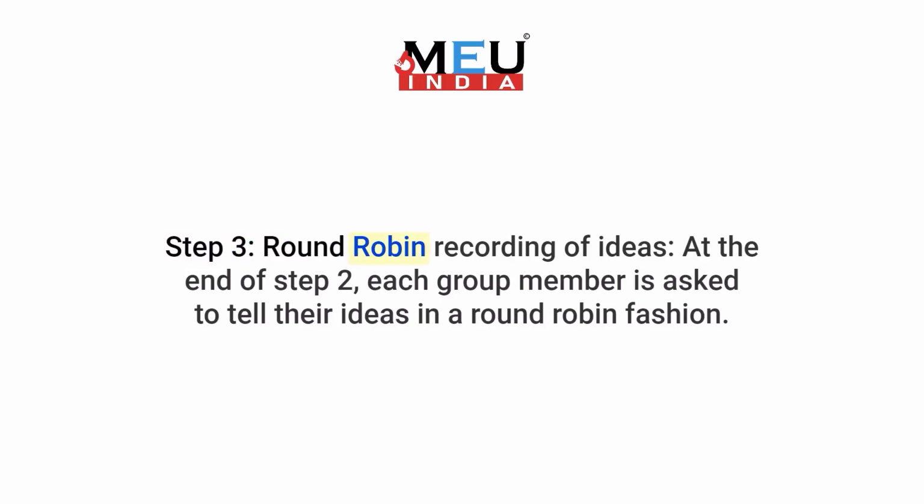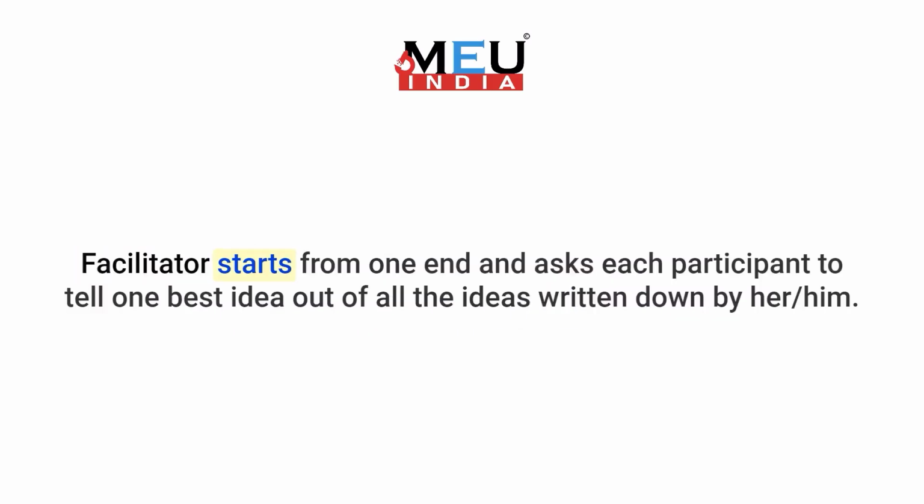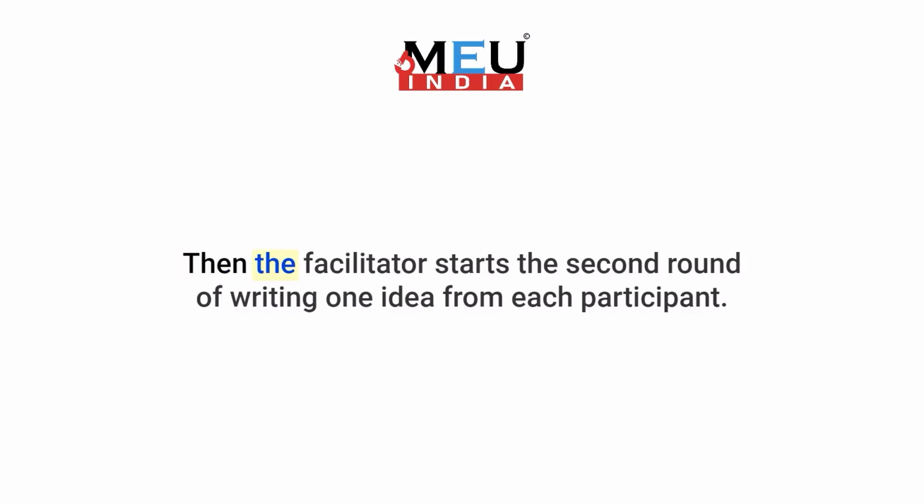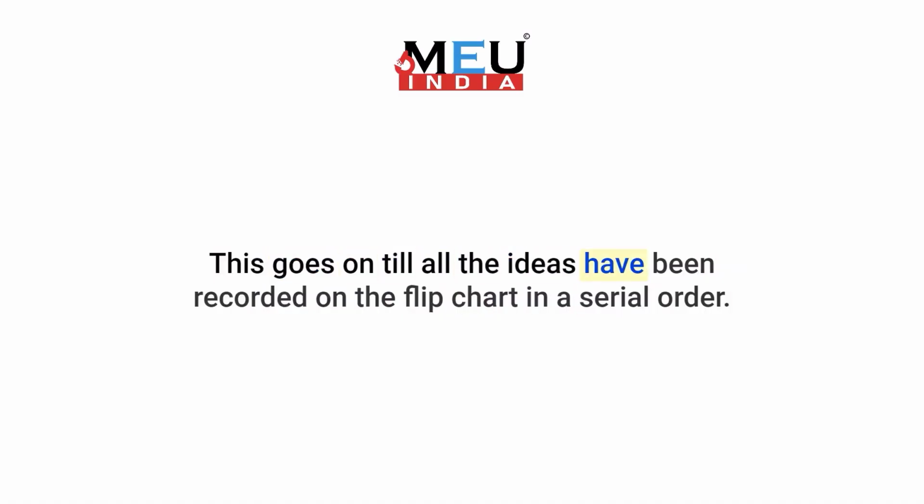Step 3. Round robin recording of ideas. At the end of step 2, each group member is asked to tell their ideas in a round robin fashion. Facilitator starts from one end and asks each participant to tell one best idea out of all the ideas written down by him. These ideas are written down verbatim on a flip chart that is visible to all. Then the facilitator starts the second round of writing one idea from each participant. This goes until all the ideas have been recorded on the flip chart in a serial order.